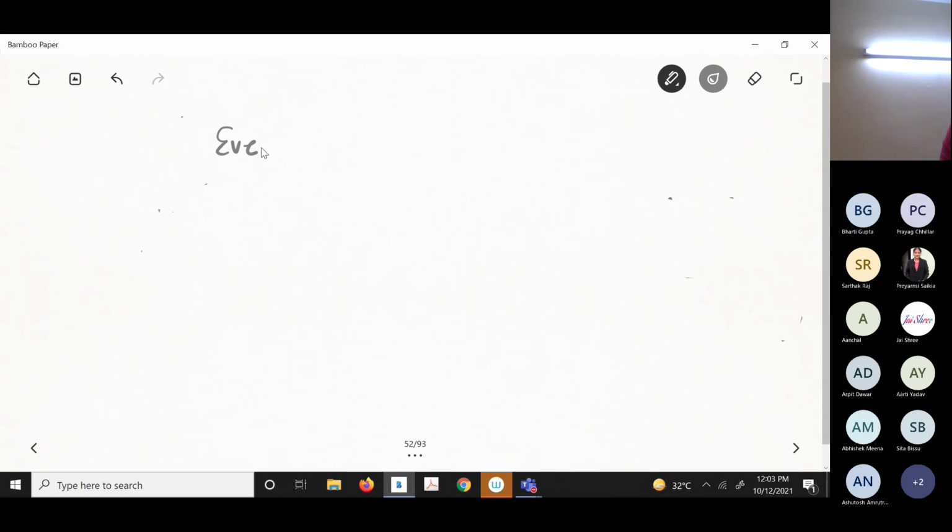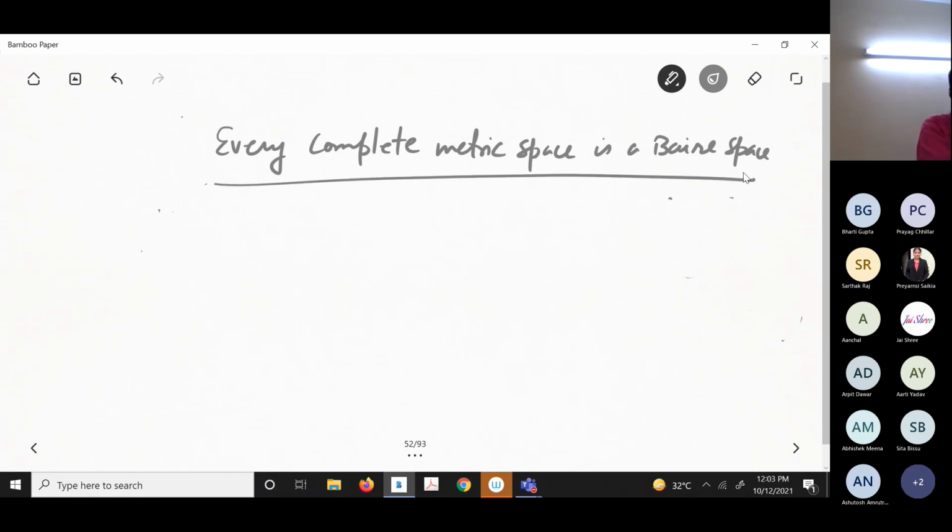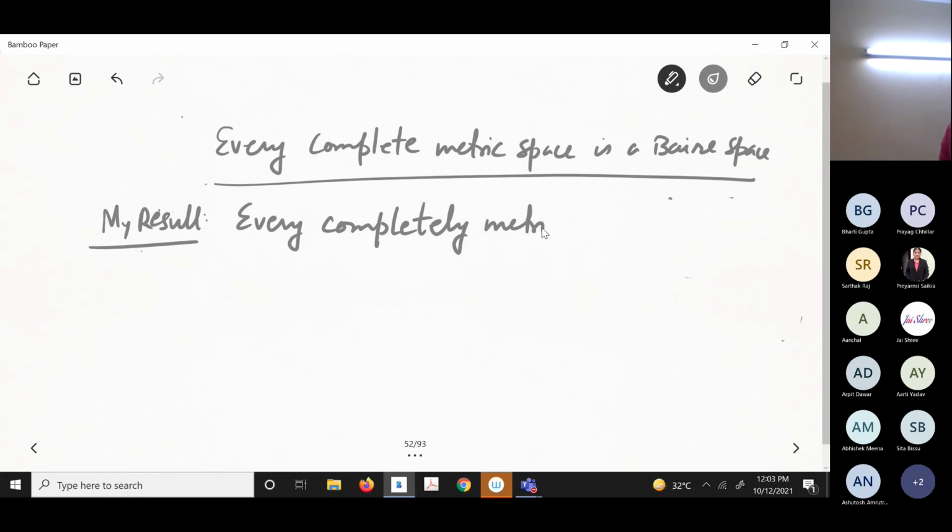Now, Ali, Francis and Barkinsa's metric space book proves this: every complete metric space is a Baire space. But I am going to prove a little bit stronger thing, with the same proof. My result is: every completely metrizable space is a Baire space. The proof is exactly the same, but we are going to get a lot more things here.